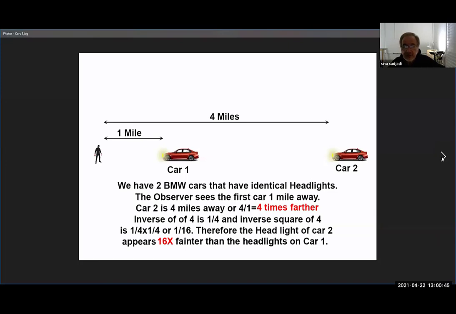So we have 2 BMWs. I made sure I brought you guys BMWs here. And these BMWs are 325i, okay, just in case you're wondering.